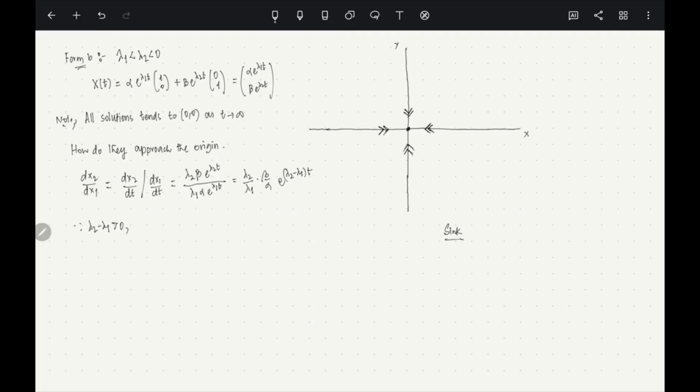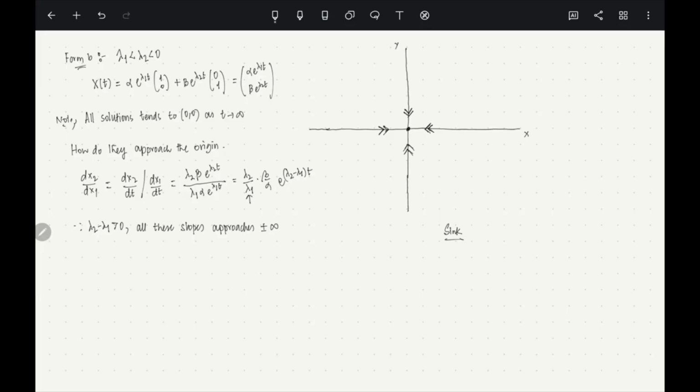Since this is positive, all these slopes approach plus minus infinity. Why plus minus infinity? Because it also depends on the sign of alpha beta, right? That will also change. See, this particular term, lambda 2 by lambda 1, is always going to be positive. Both are negative.